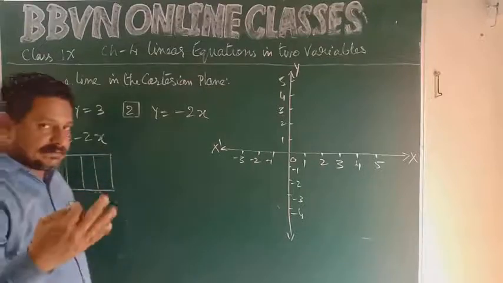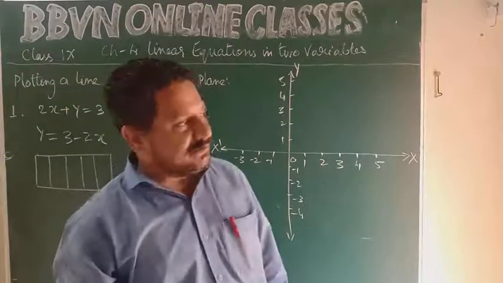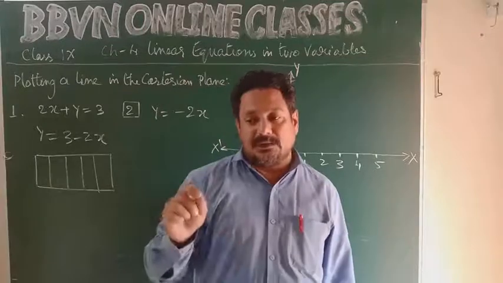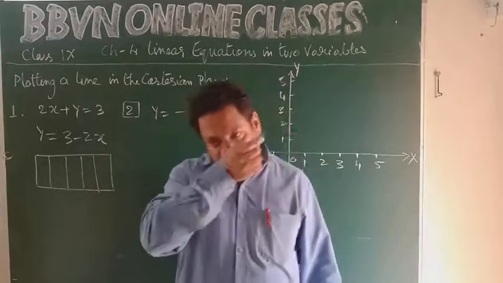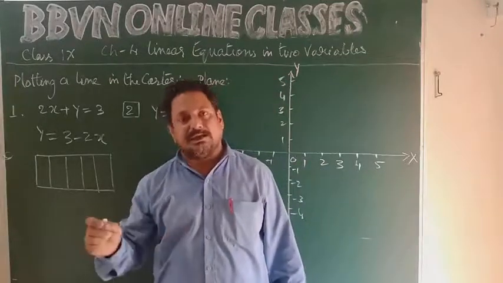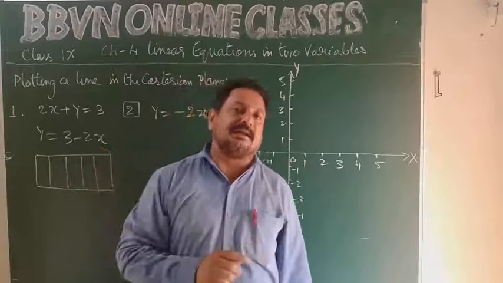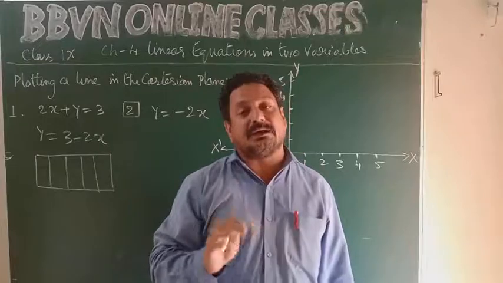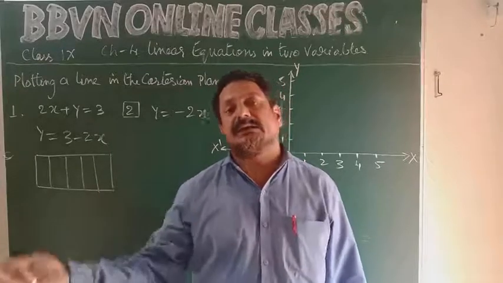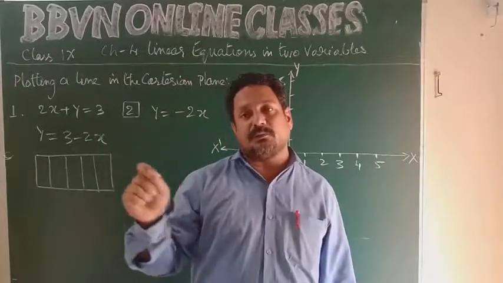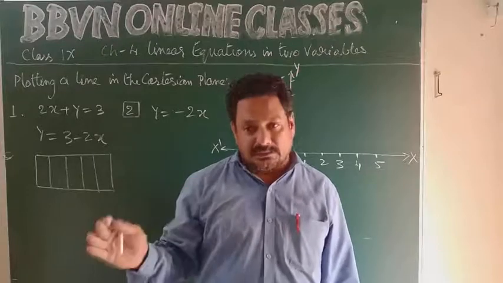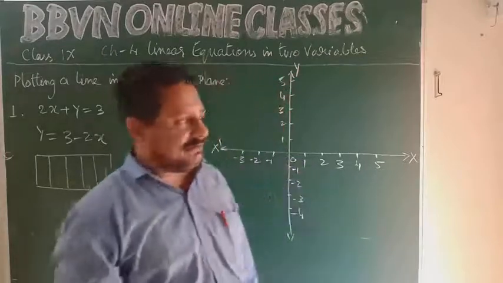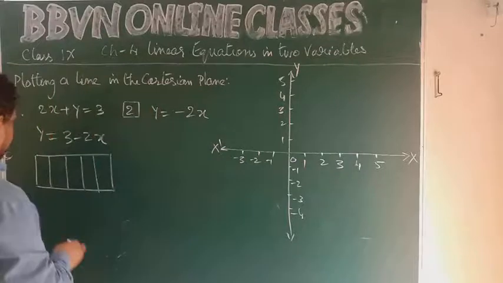You can take as many points as you want, but generally we take 3 points, because if you take only 2 points, by joining those 2 points you will get a line segment and you can extend it in both directions to get a straight line. But to ensure that you have taken the correct coordinates, we consider the third point also. If all the 3 points are collinear, the third point is just for verification that we are getting a straight line.